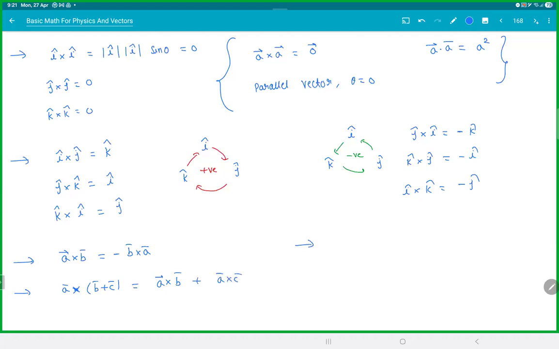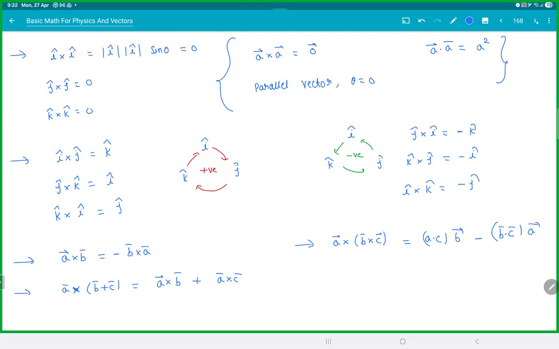Now we don't have the vector triple product. Suppose someone gives you a cross b cross c bar. This is given by a dot c into b bar minus b dot c bar into a bar. We don't need it. I have never seen this in physics. In maths, they will teach you. But okay, just in case. Clear with the directions, everyone?